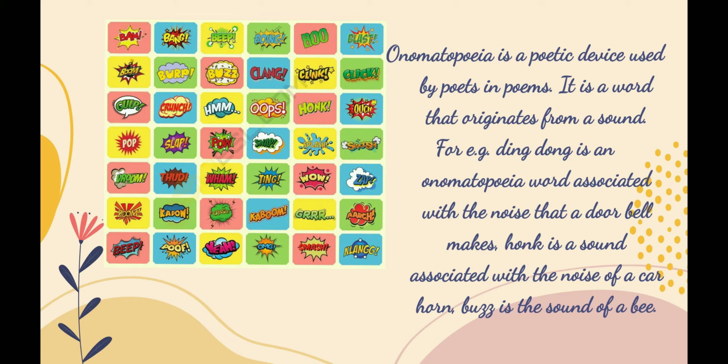So all these collectively, when you want to explain a particular sound or describe a particular sound, and when you make up your own word, that is what we understand as onomatopoeia. And these are usually used by poets in poems.